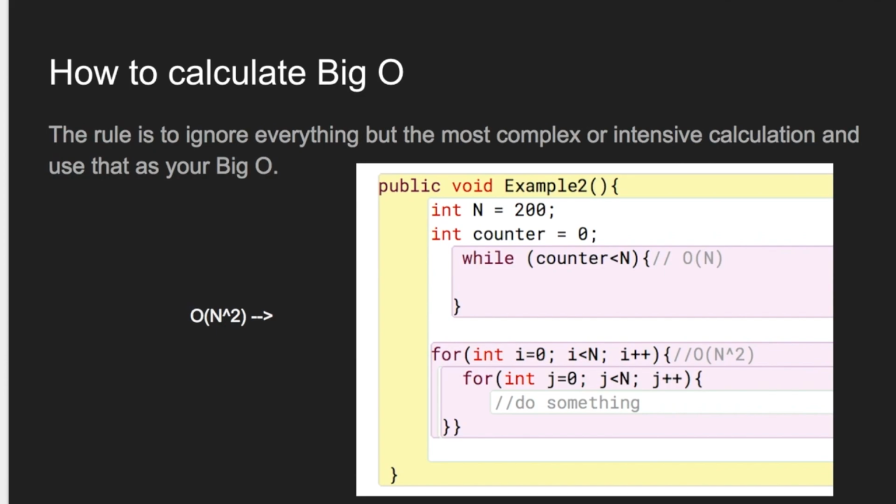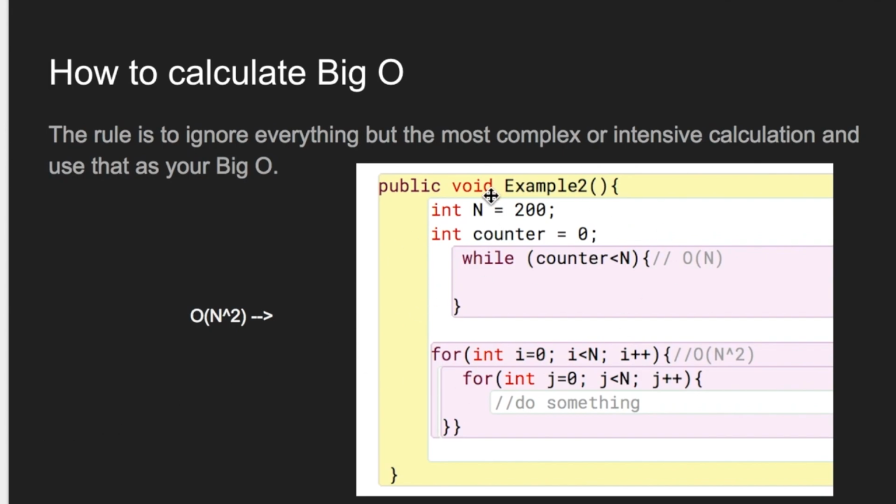So let's actually step back a second. How you calculate the big O is, basically, the rule of thumb is you ignore everything but the most complex or intensive calculations, and then you use that as your big O.